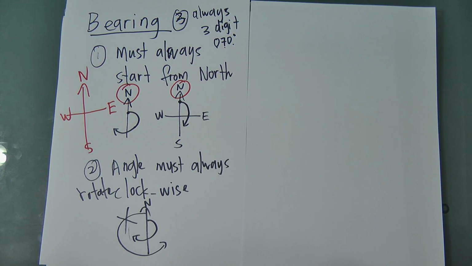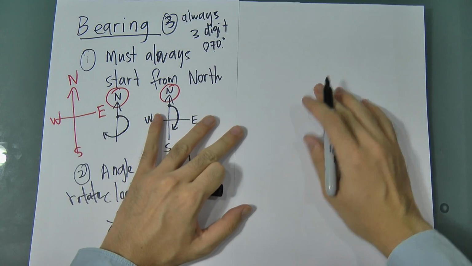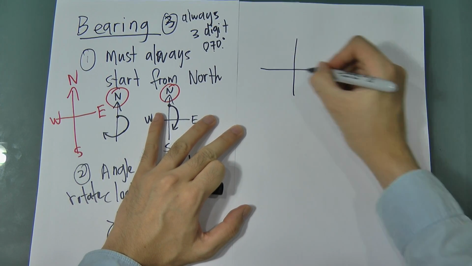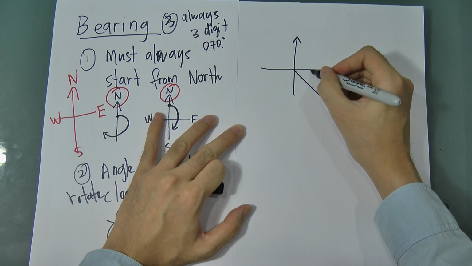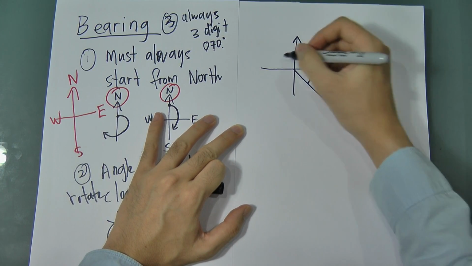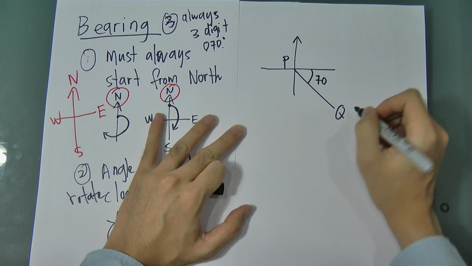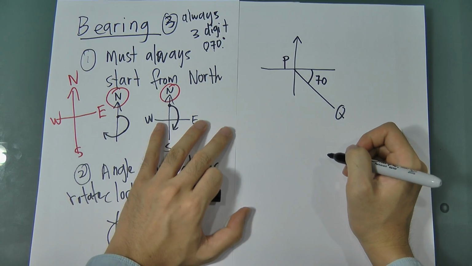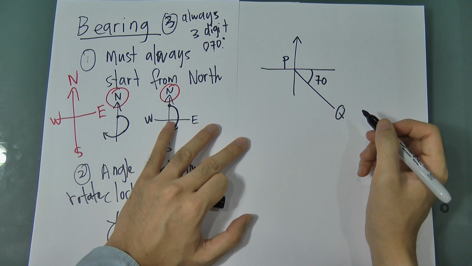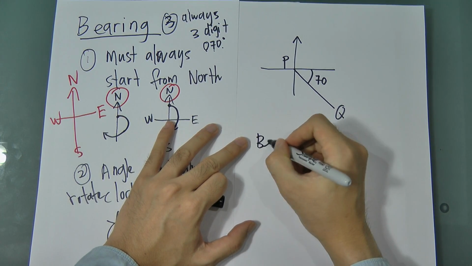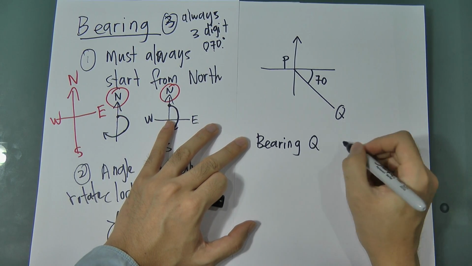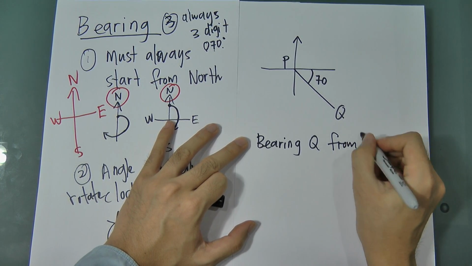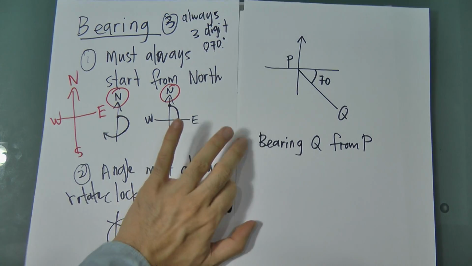Let's give you some examples. For example, we have something like this. This is north, and then he gives you this one is 70. This is P. This is Q. Sometimes they will ask something like this. He asks you to find the bearing of Q from P.